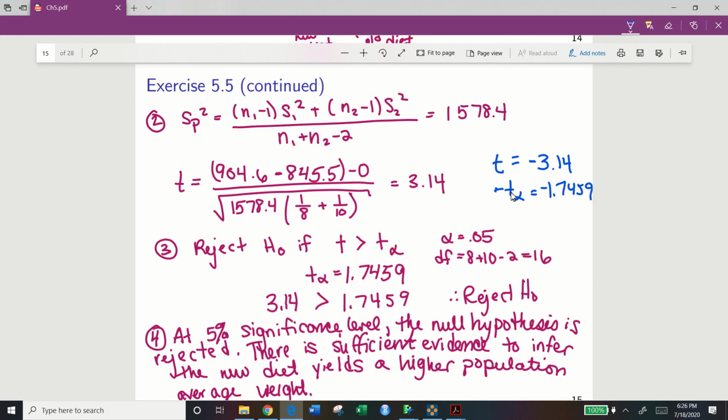So you're still going to get the same conclusion. You're virtually going to work with the same numbers. So it doesn't actually matter which way you go about it. Again, my personal preference is that I like working with positive numbers over negative numbers.